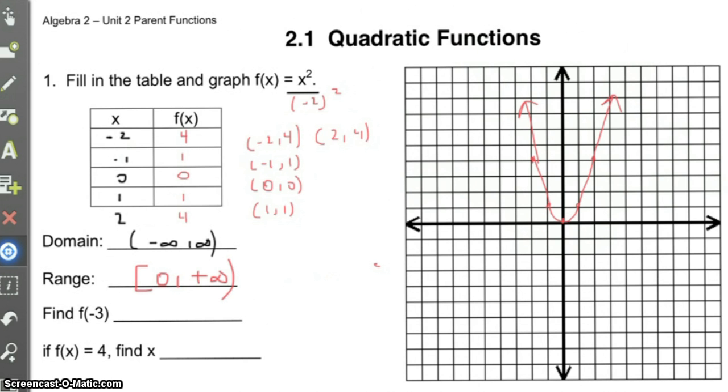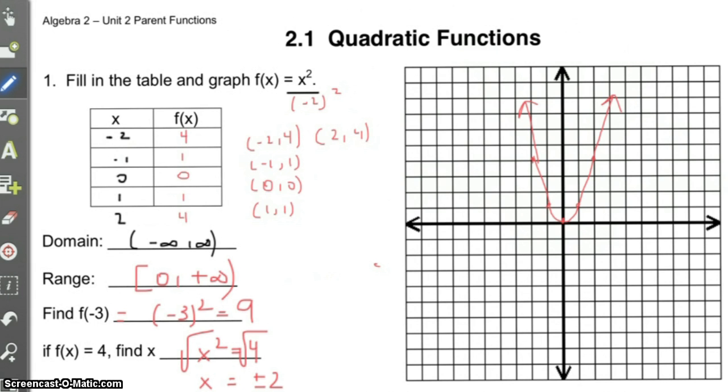Now, f of -3, it means you have to plug in -3 in the equation. So -3 squared would be a 9. So f of -3 is a 9. Now, f of x equals to 4, it means that x squared is equal to 4. Remember, to solve this, you have to square root both sides. So x is equal to plus or minus 2.